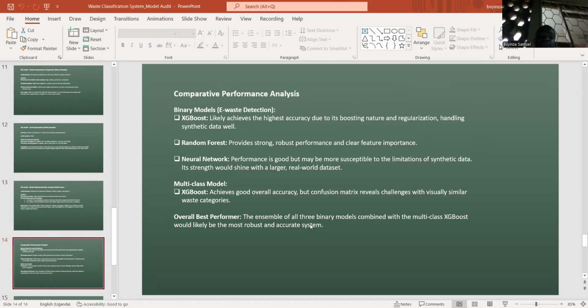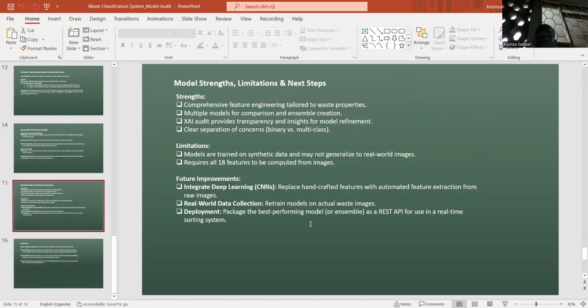Then for the multi-class model, the XGBoost achieves a good overall accuracy, but the confusion matrix reveals challenges with visually similar waste categories. The overall best performance is that the ensemble of all three binary models combined with the multi-class XGBoost would likely be the most robust and accurate system. Then model strengths and limitations. Here I'll go through very fast because they're a bit brief and straightforward.